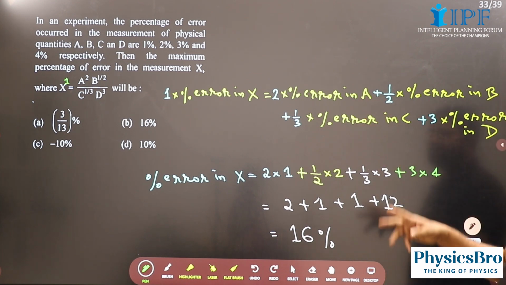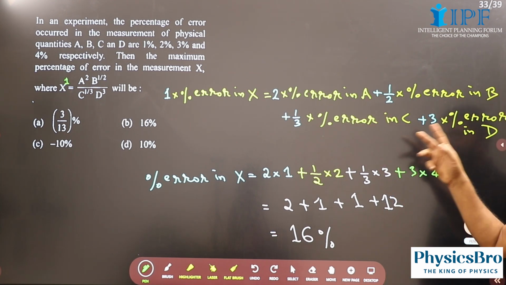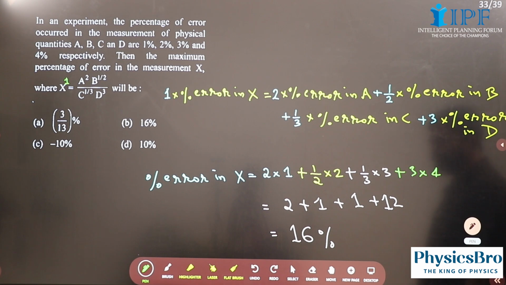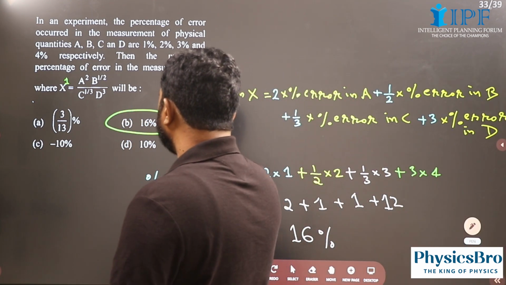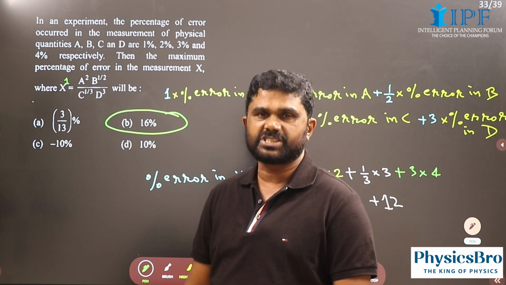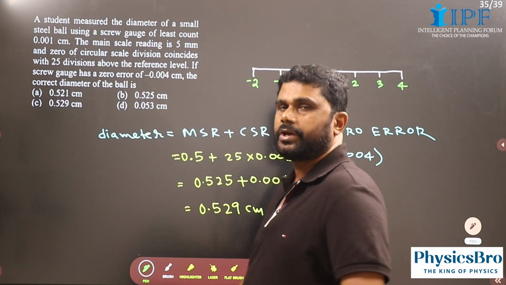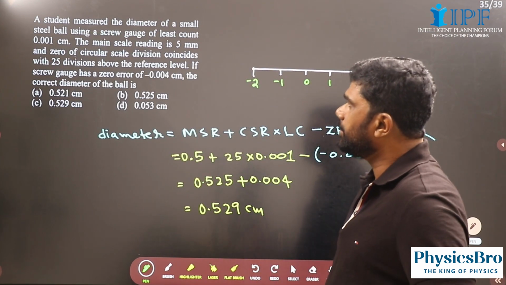Percentage error in A is 1%, in B it is 2, in C it is 3, and in D it is 4. Substitute the values. Here it is 2, here it is 1, 2 plus 1 is 3, plus 1 is 4, plus 12, that is 16%. This is the maximum error in the measurement of X. Next we have another beautiful example.